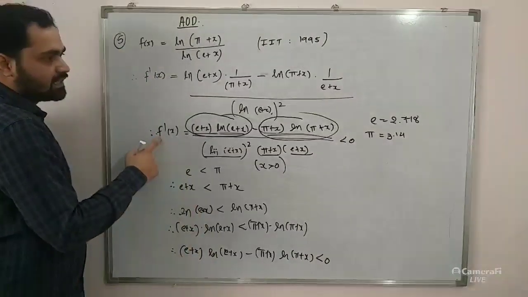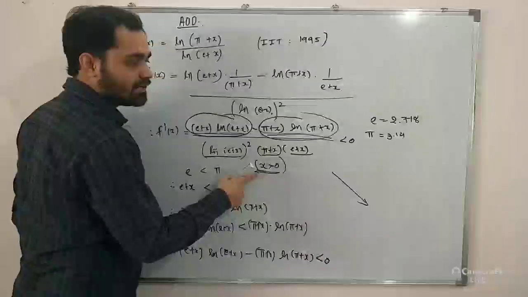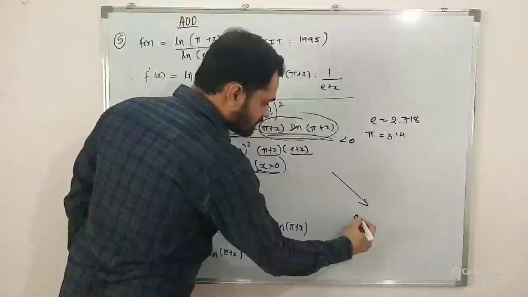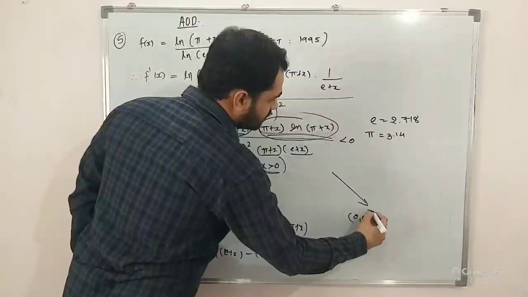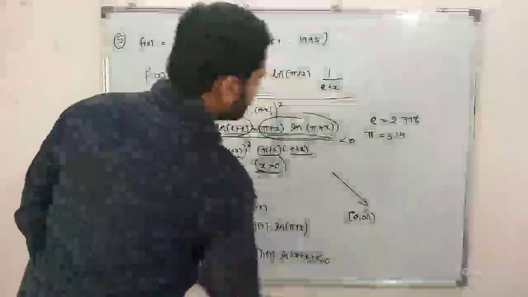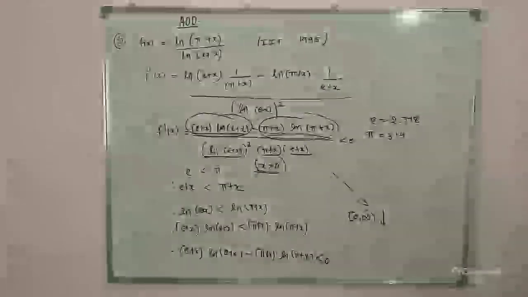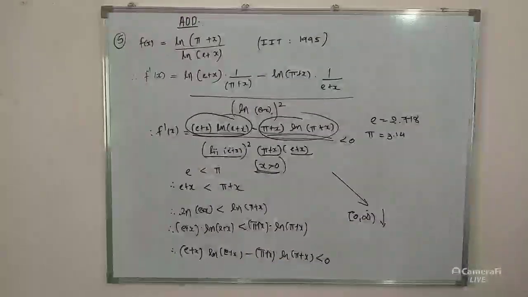If it is less than 0, then the function is decreasing, but in which interval? X greater than 0, which means 0 to infinity. In the interval 0 to infinity, the function is a decreasing function. So from the options we can choose option B, decreasing on 0 to infinity, right? So the function is decreasing in 0 to infinity. So, a very basic question.